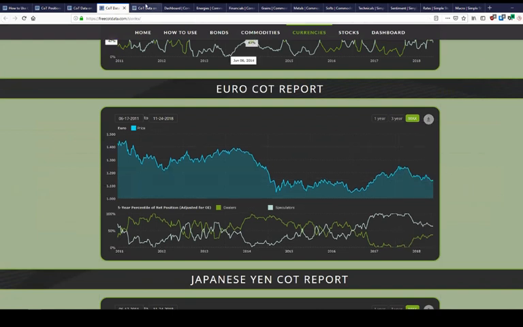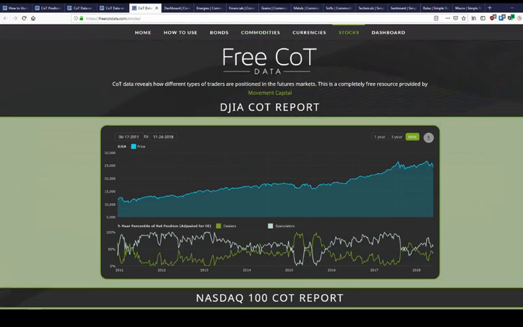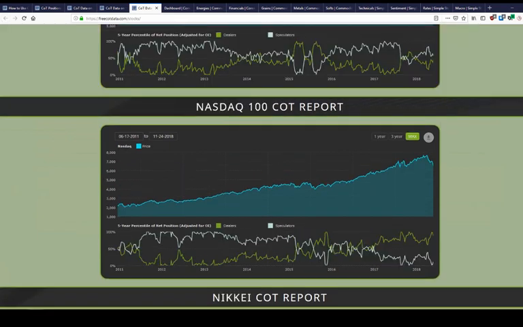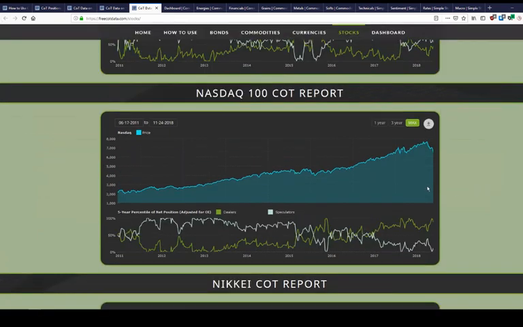We can also turn to index futures. So Dow, middle of the road. NASDAQ, still confusingly very low, meaning that traders are really not that bullish at all on NASDAQ futures, which maybe you'd expect after the recent price action, but even before it, spec positioning was confusingly low in NASDAQ futures.